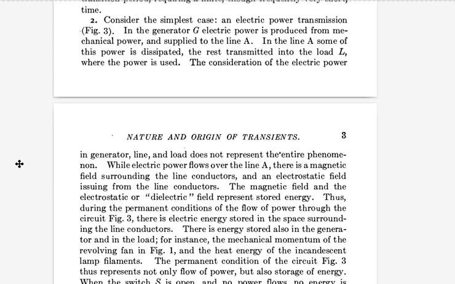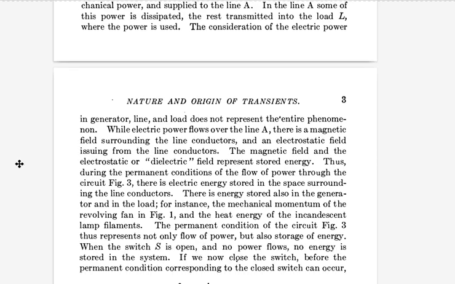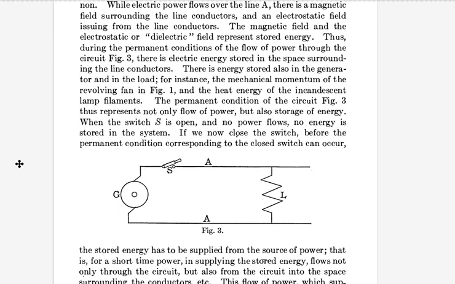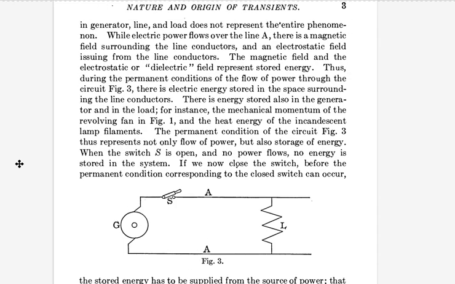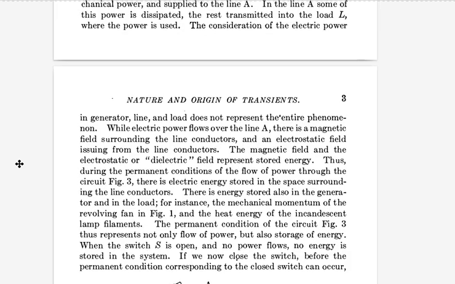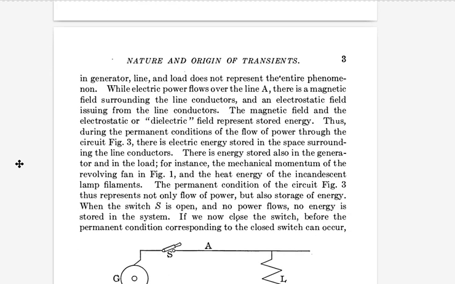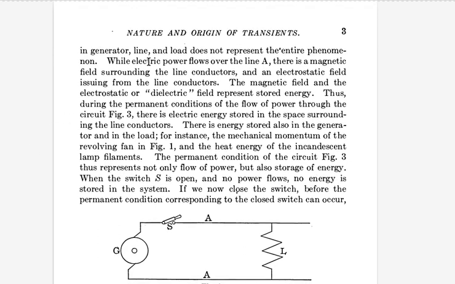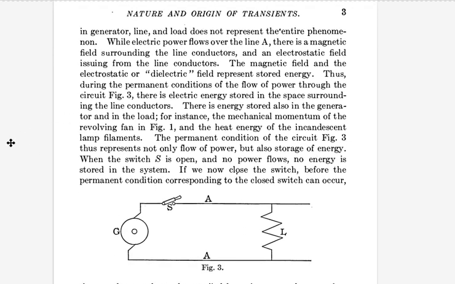2. Consider the simplest case, an electric power transmission, Figure 3. In the generator G, electric power is produced from mechanical power, and supplied to the line A. In the line A, some of this power is dissipated, the rest transmitted into the load L where the power is used. The consideration of the electric power in generator, line, and load does not represent the entire phenomenon.